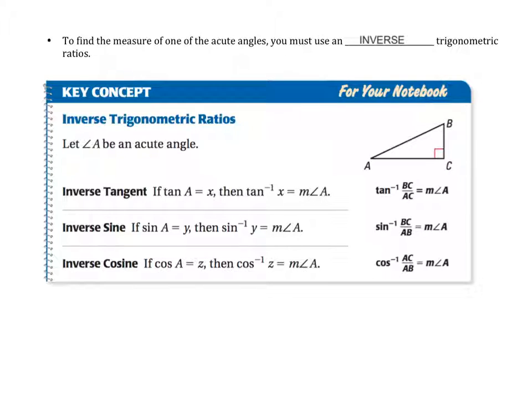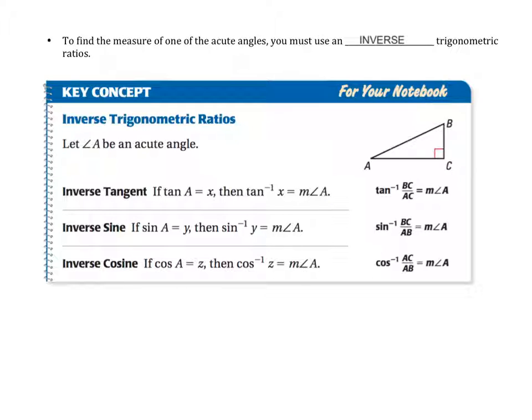Let's say you were given the opposite side and the adjacent side to angle A. So here's angle A, and you were given this side and this side, and you're trying to solve for angle A. You would use the inverse tangent. If the tangent of A is equal to some amount, the opposite over the adjacent, then you would use the inverse tangent of the opposite side over the adjacent side, and you would be able to find the measure of angle A.